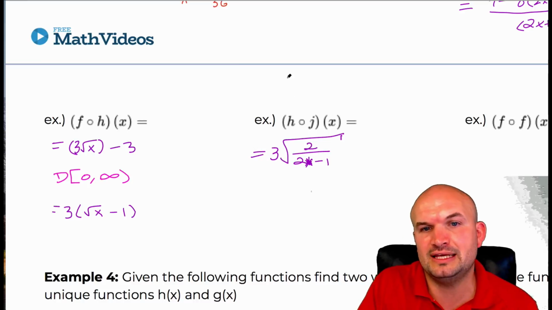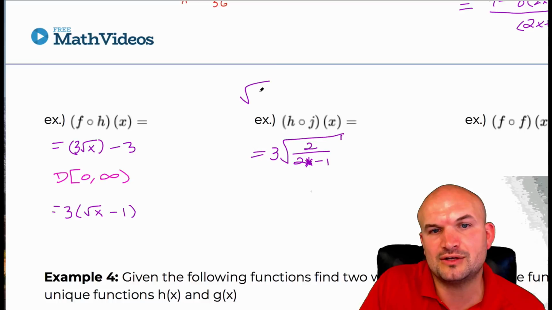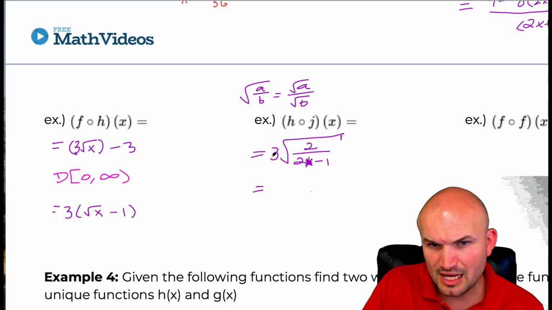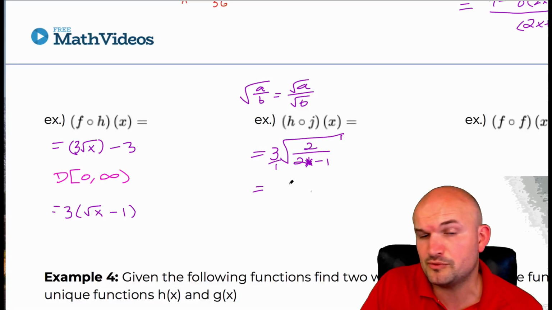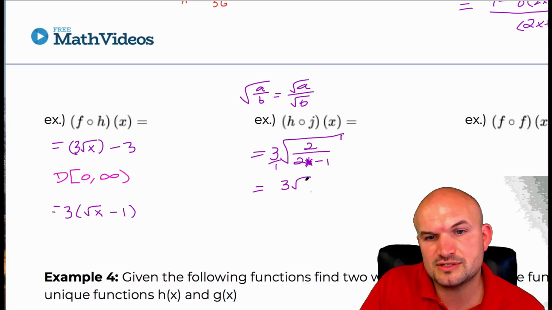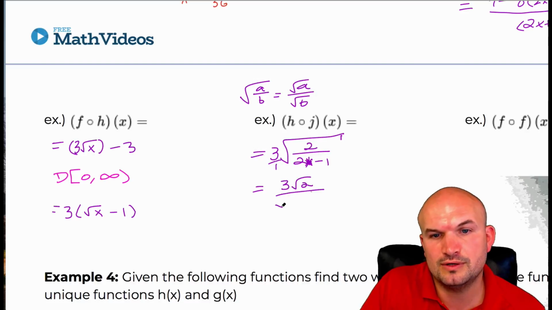And remember, one of the rules of radicals, if you have a radical a over b, then you could rewrite that as radical a over radical b. So I'm going to go ahead and do that. I'm going to put the 3 up top because it's really 3 over 1. So I'm going to rewrite this as 3 radical 2 over square root of 2x minus 1.